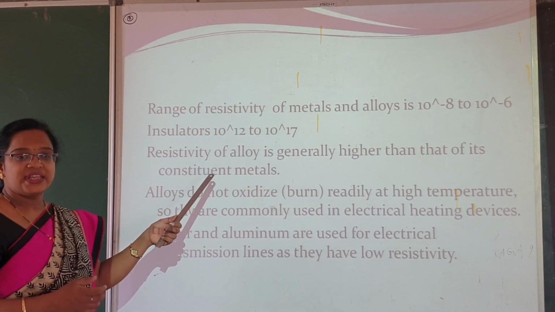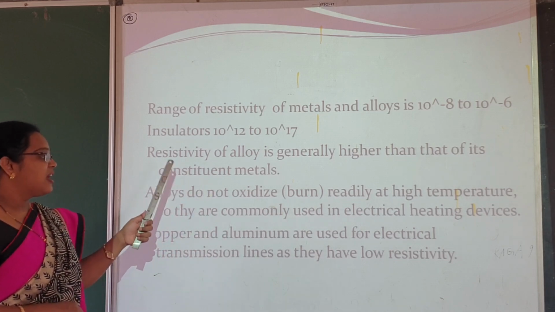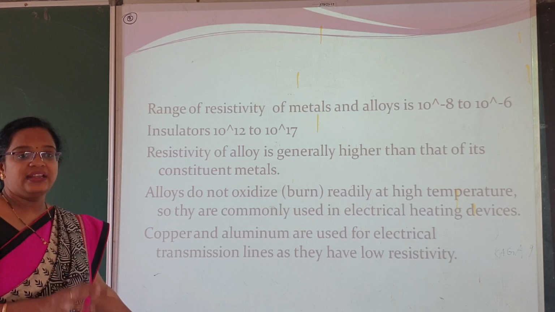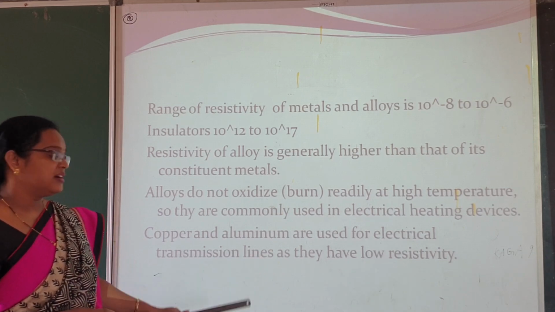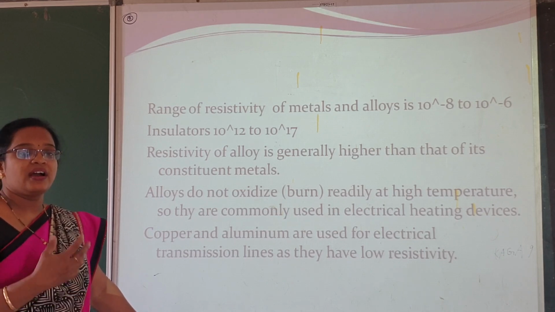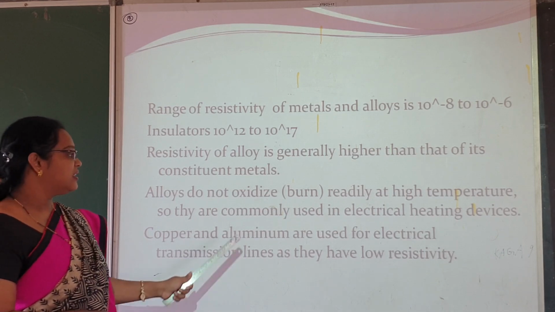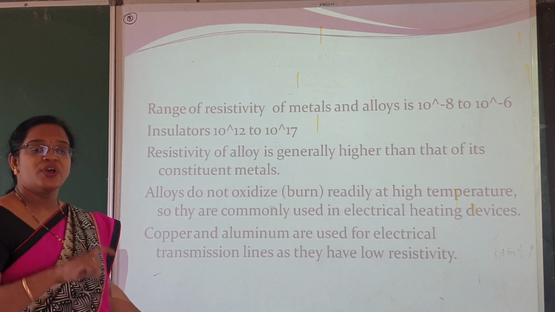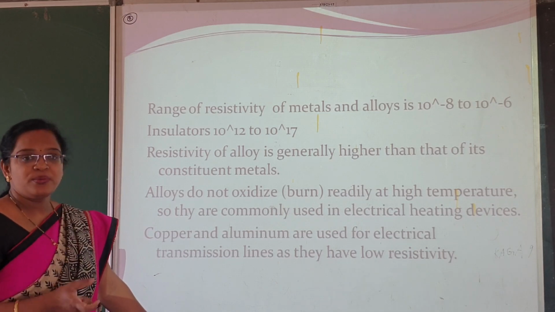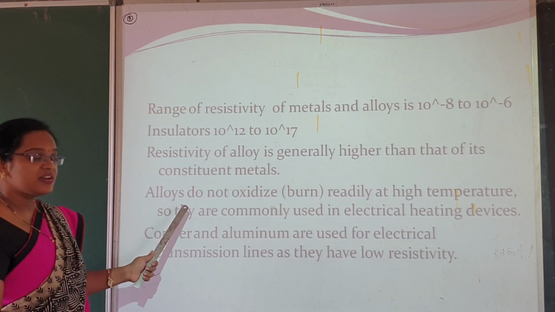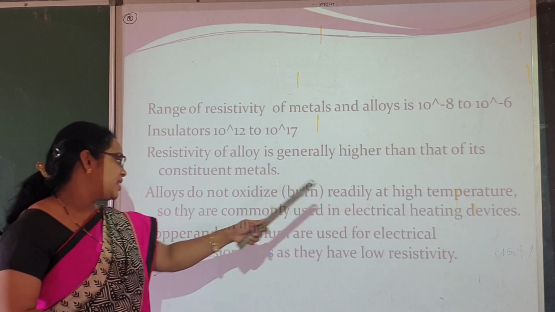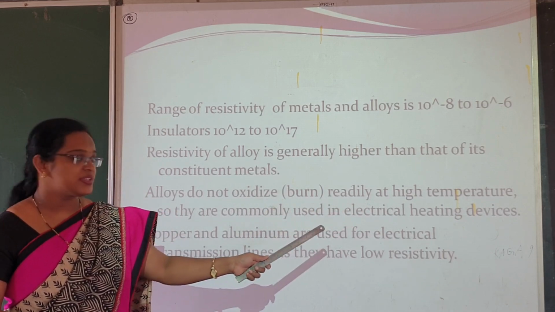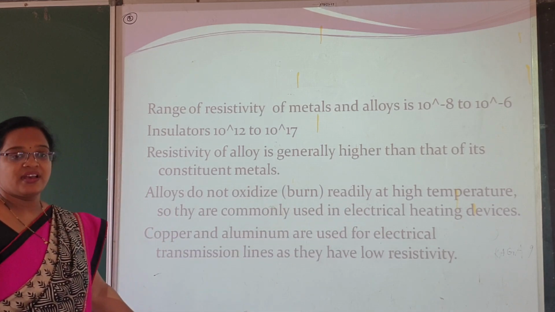So metals have less resistance. That's why alloys are used in heating devices. Heating devices means electric devices like an electric heater or an electric iron box. They use alloys instead of pure metals, because pure metals will get oxidized and burn easily, but alloys do not oxidize or burn readily at high temperature, and that's why they are used in electrical heating devices.